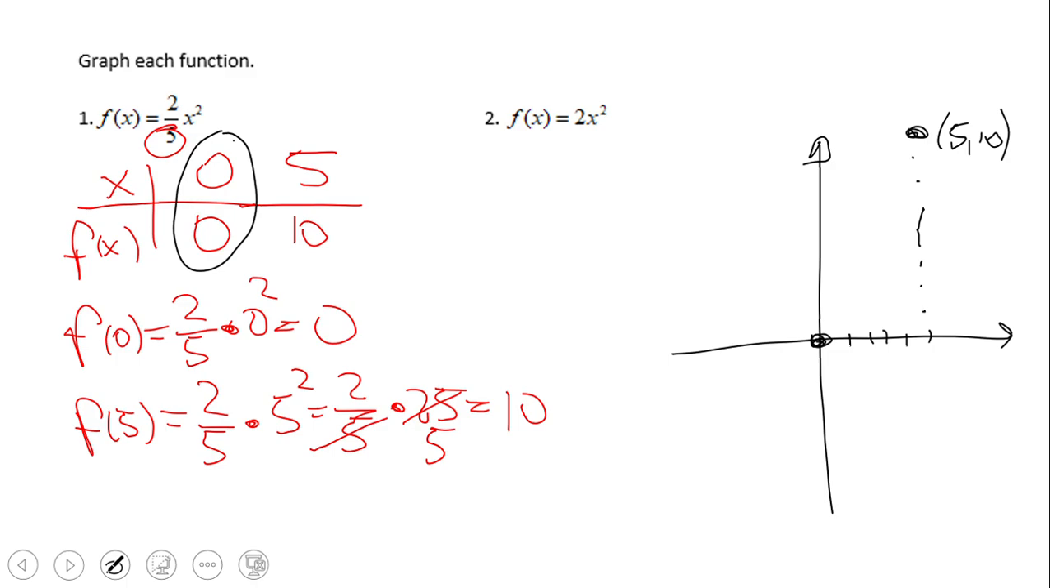By reflecting this 5 and 10 over the axis of symmetry for this quadratic. This type of quadratics, 1 and 2, all of them have x equals 0, the y-axis, as their axis of symmetry. So we're going to reflect 5, 10 on the other side. Negative 5 and 10, and we can sketch a parabola now.